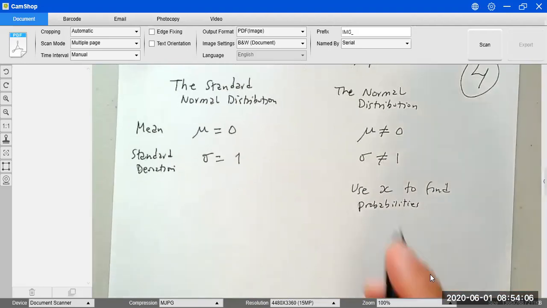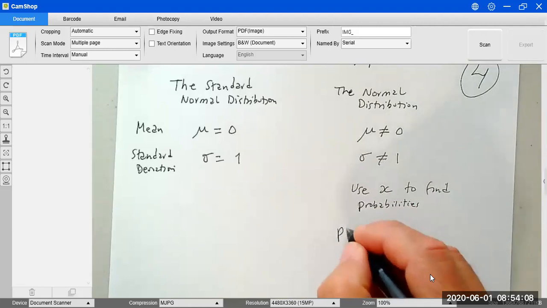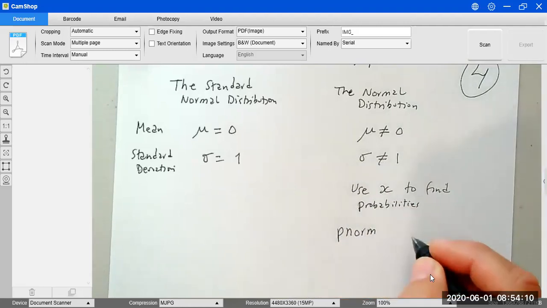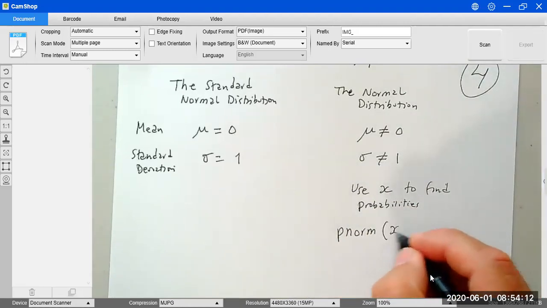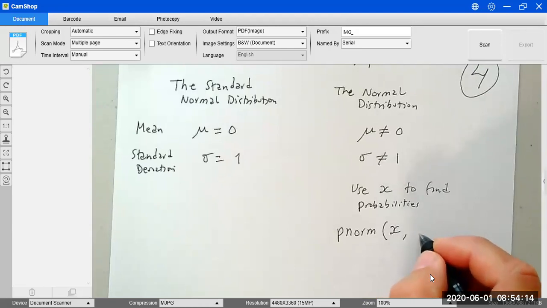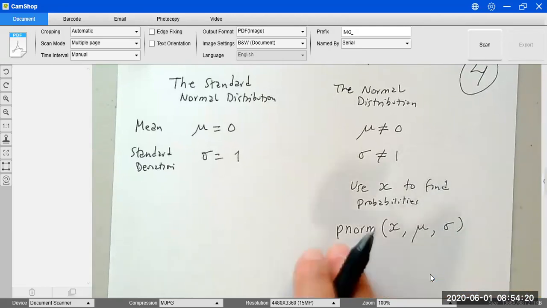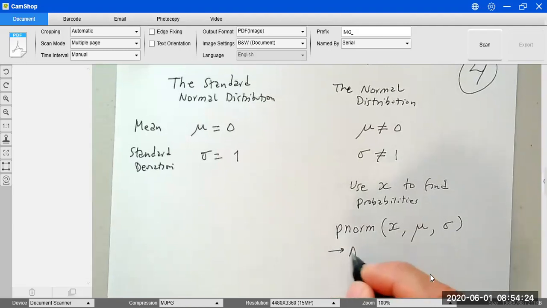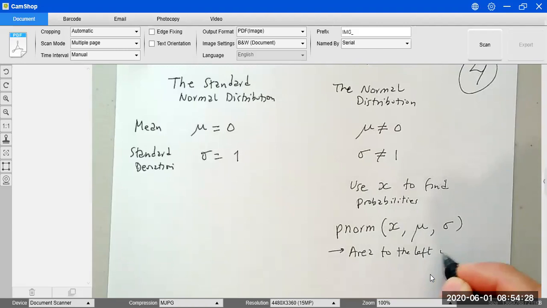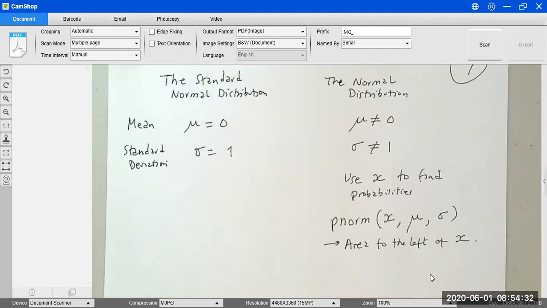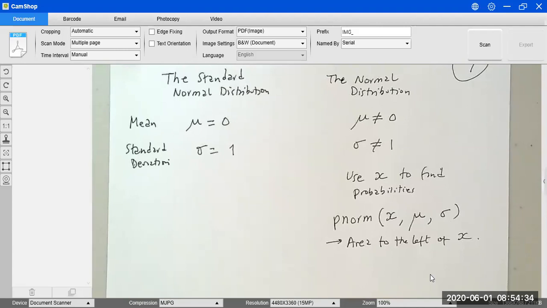For example, we're going to use pnorm. We're going to provide the value of x, the value of mu, and the value of the standard deviation. If you use this command in R, what you're going to get is the area to the left of x.